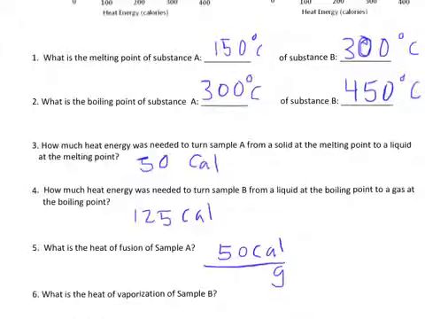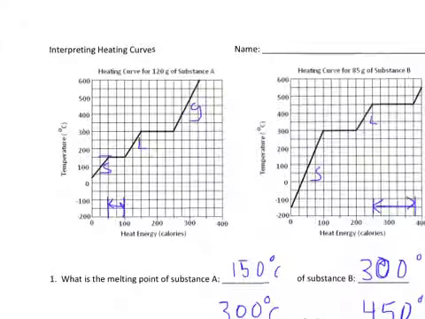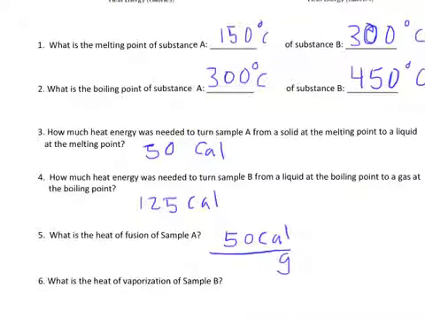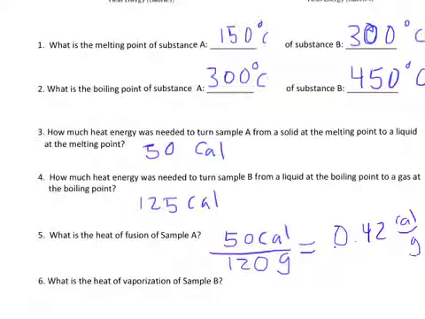Well, let's go take a look. What we had here was, let's see, it says we had 120 grams. Alright, so what we need to do then is come back down here and say, well, it took 50 calories to melt 120 grams, so therefore the heat of fusion for this substance is, well, let's just make it 0.42 calories per gram. So it takes 0.42 calories of energy to melt each gram.